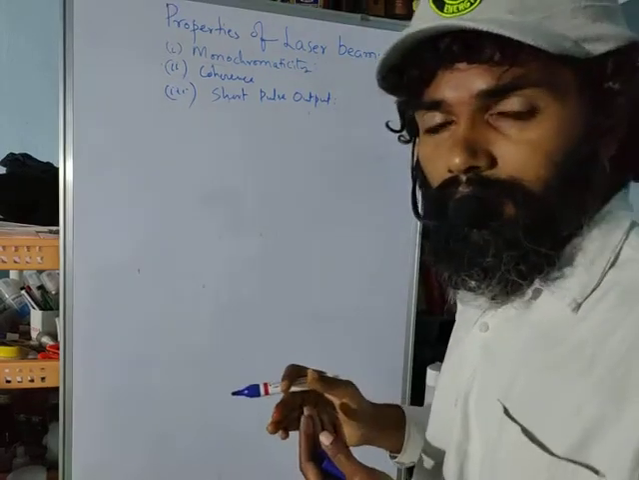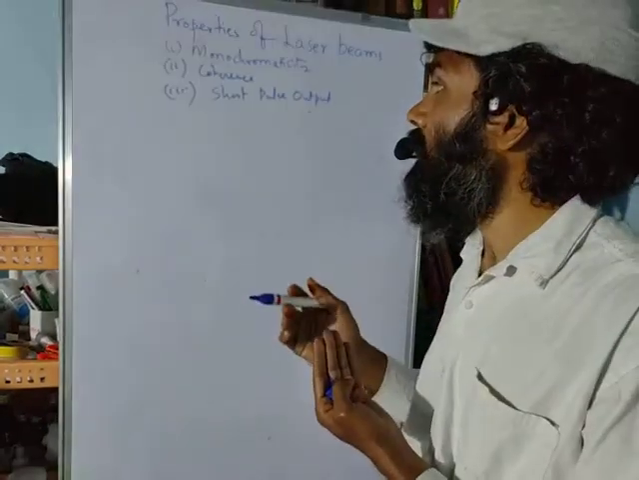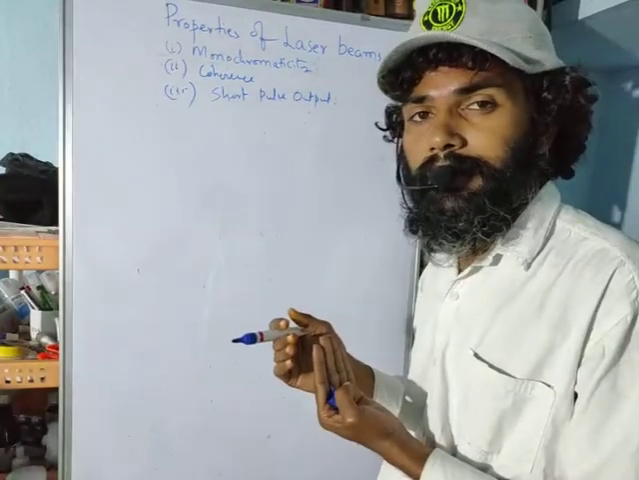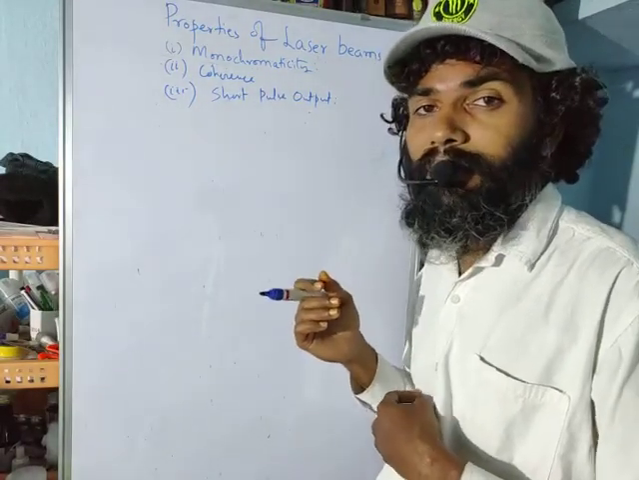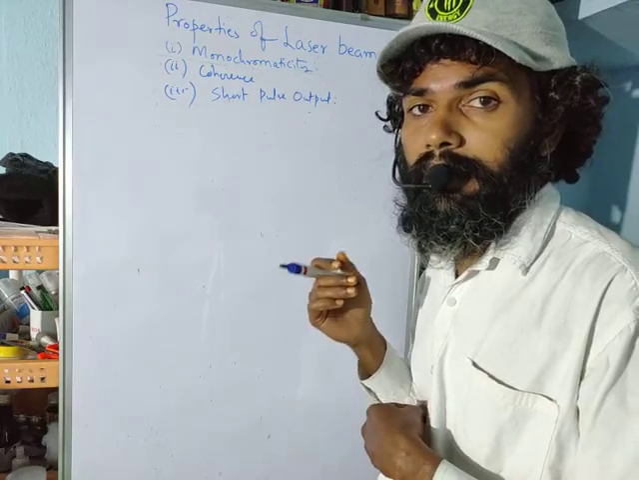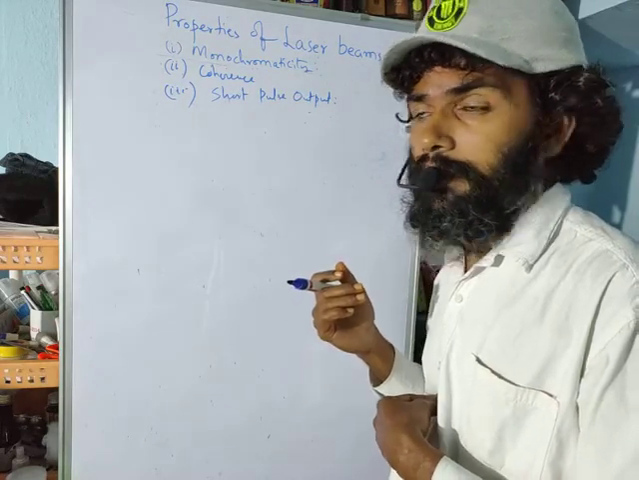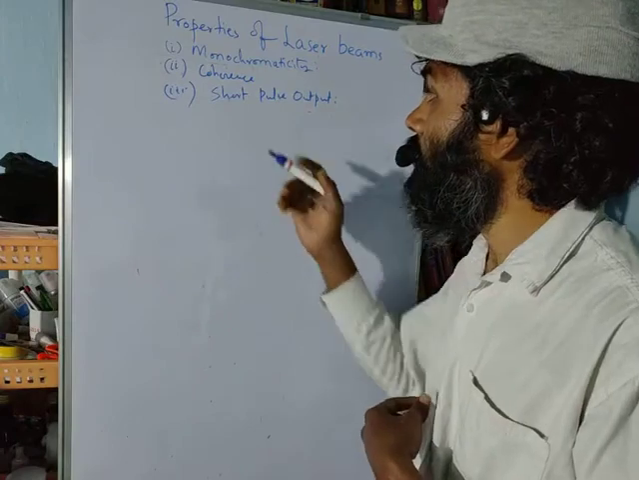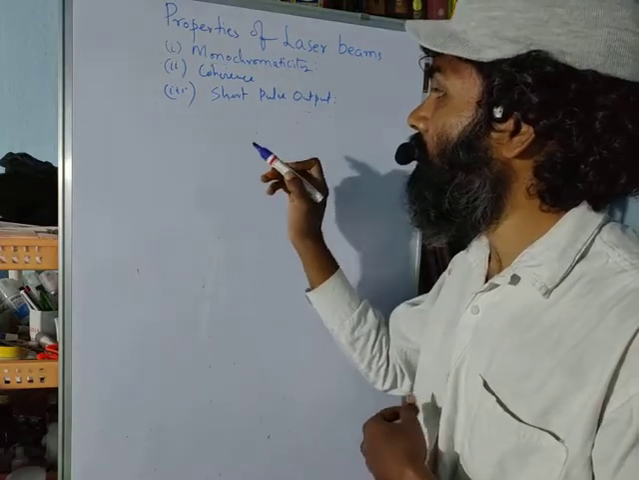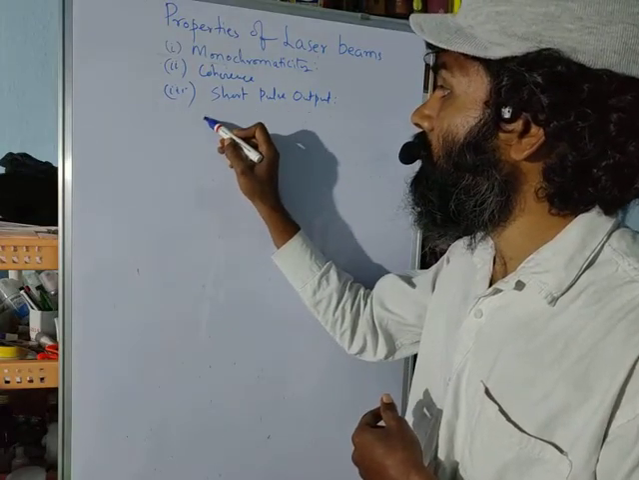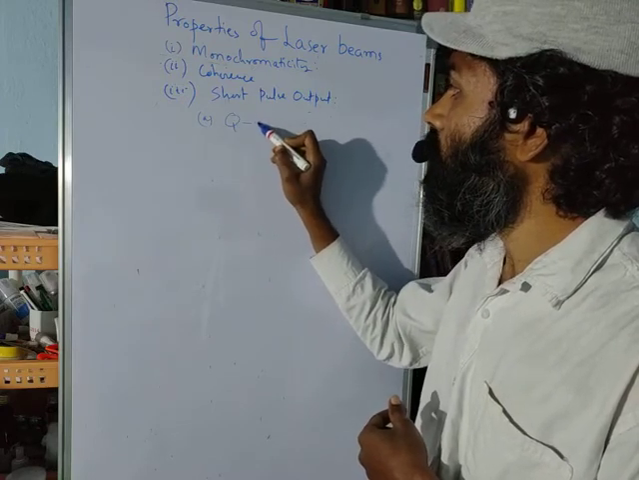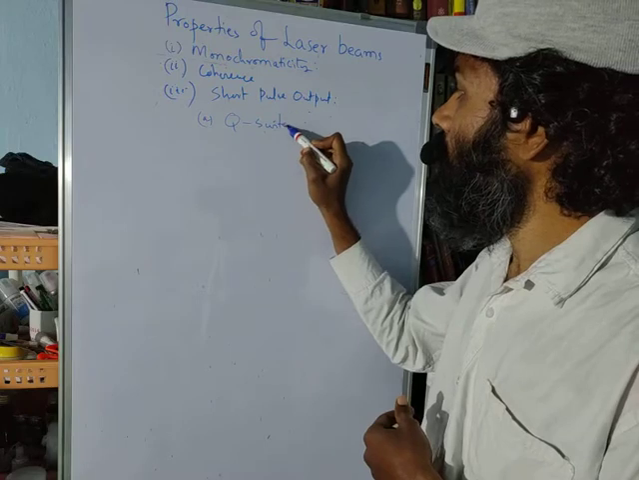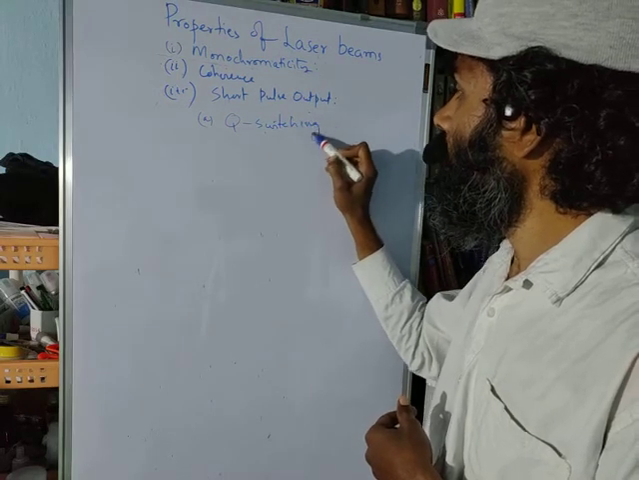So the output of the laser beams can be pulsed. Of course, the historically first laser, which was a ruby laser, itself was a pulsed laser. And this short pulse can be achieved with the help of two processes. The first one is called Q switching, and the second one is called mode locking.